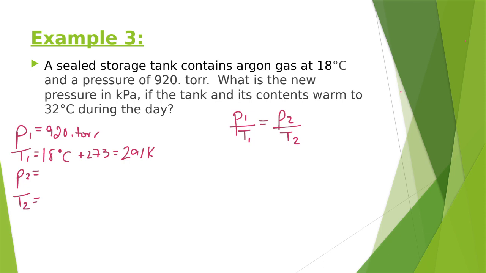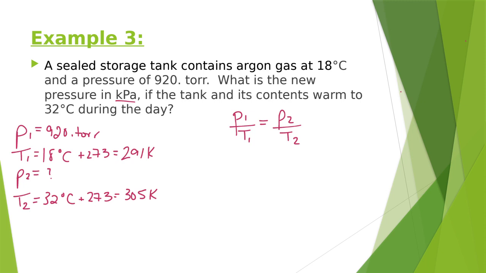P2, it says, what is the new pressure? That's what I'm solving for. Oh, in kilopascals. Notice the units aren't the same. If the tank and its contents warm to 32 degrees, must be summertime, during the day, so let's convert to Kelvin. We're going to add those up, and I get a 305 Kelvin temperature.